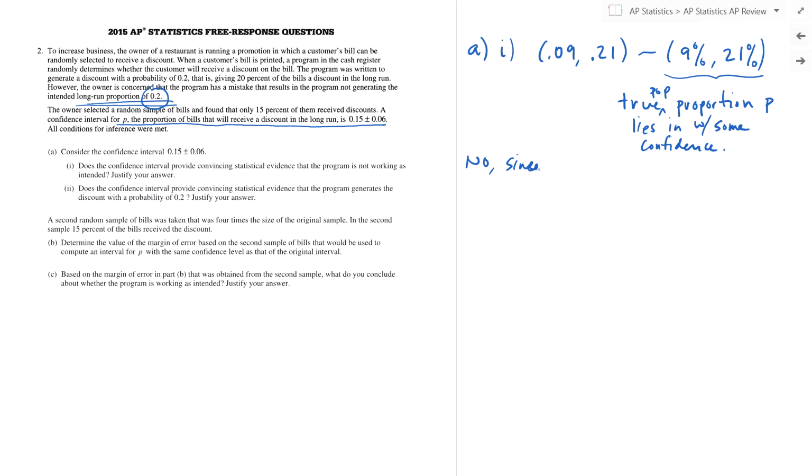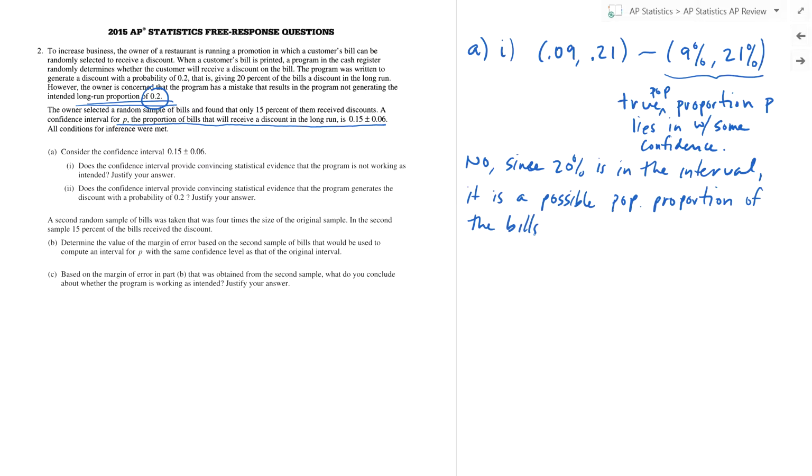Since 20% is in the interval, it is a possible population proportion of the percent of bills that get a discount. There's other ways to write that, but I hope you understand what I'm trying to say.